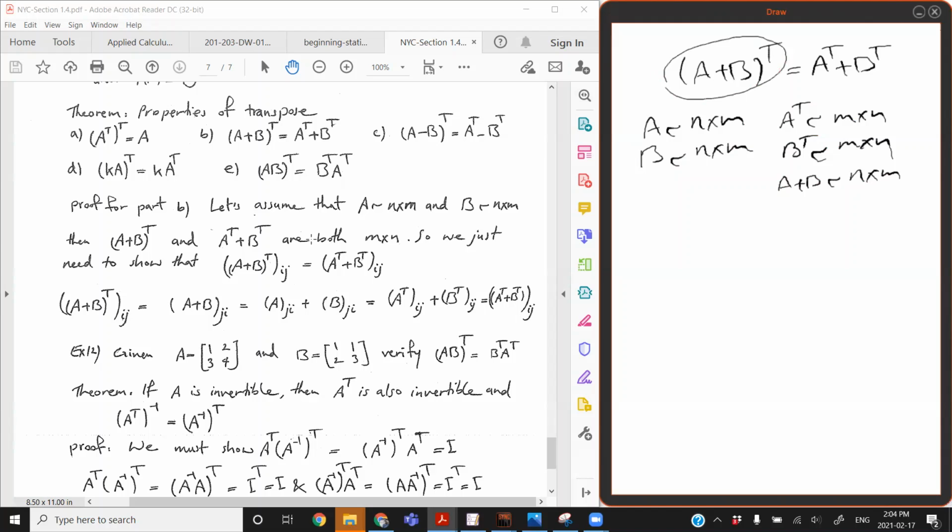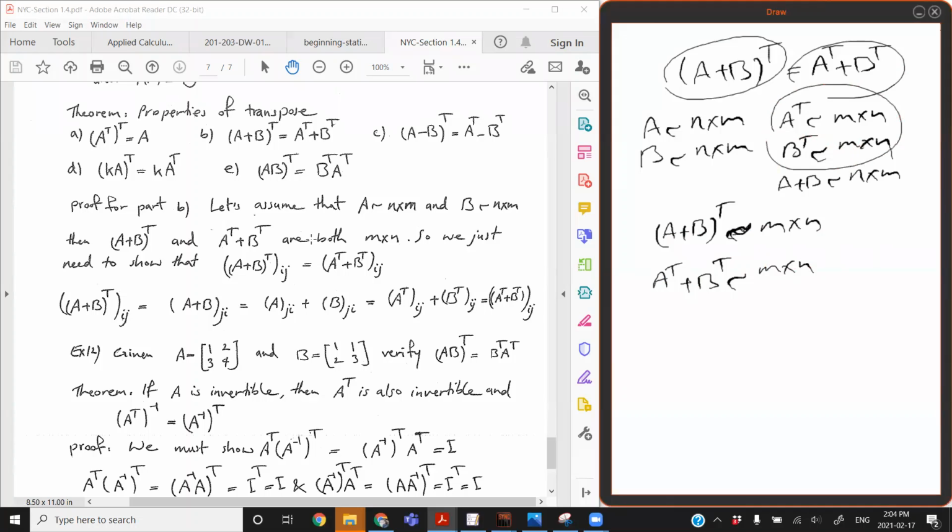So this side is going to be n by m. And this other side, A transpose plus B transpose, is going to be also n by m, because these two are both n by m. So far we have shown that the matrix on the left and the matrix on the right are the same size. So that's the first step.